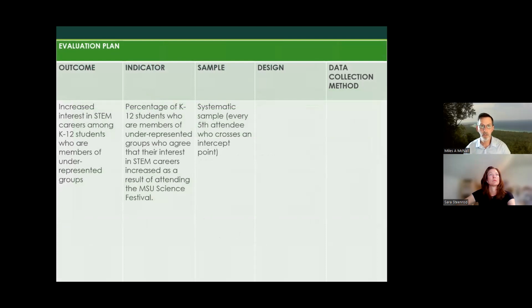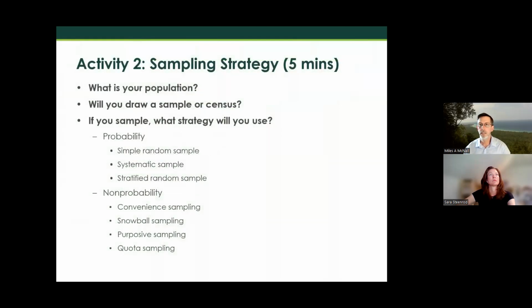So that brings us to activity number 2. We're going to give you another 5 minutes to think about this one. Given the outcome and the indicator that you just developed for yourself, what is your population? Will you draw a sample or a census? Census meaning you take the entire population that's been exposed to your broader impact activity. And if you sample, what strategy are you likely to use?